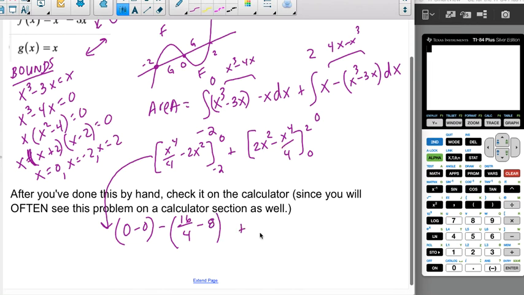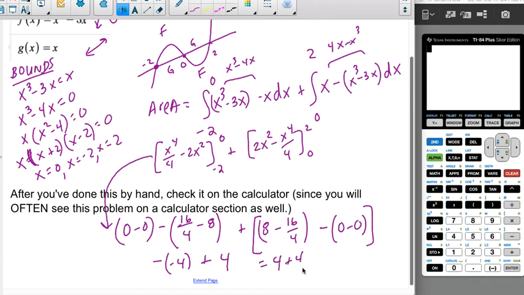When I plug into the second one, I'm going to end up getting that this is a 2 times a 4, so that's an 8, minus a 16/4, right? And then minus a bunch of zeros, because when I plug in 0 to those x's, they're gone. So I end up getting that this is a negative of a -4, because that's 4 minus 8, plus this is an 8 minus 4, so that's a 4, so I get 4 plus 4, which is 8.